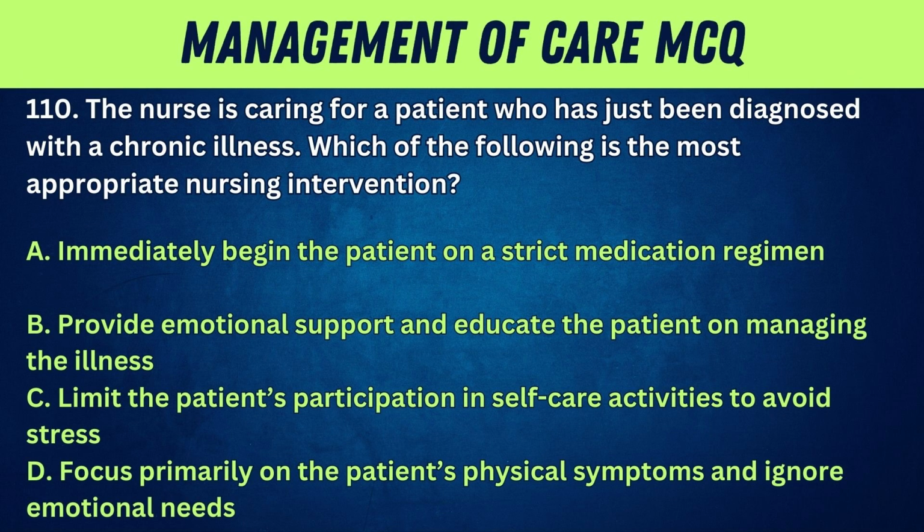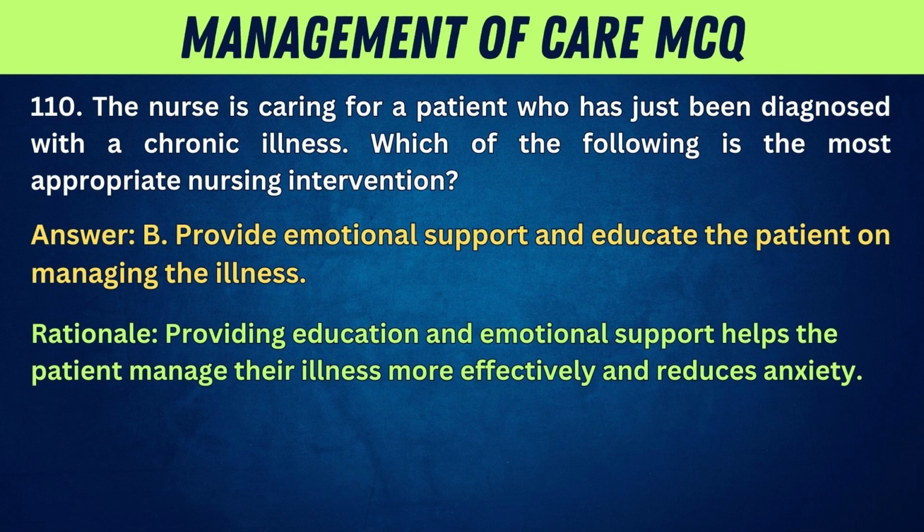110. The nurse is caring for a patient who has just been diagnosed with a chronic illness. Which of the following is the most appropriate nursing intervention? A. Immediately begin the patient on a strict medication regimen. B. Provide emotional support and educate the patient on managing the illness. C. Limit the patient's participation in self-care activities to avoid stress. D. Focus primarily on the patient's physical symptoms and ignore emotional needs. Answer: B. Provide emotional support and educate the patient on managing the illness. Rationale: providing education and emotional support helps the patient manage their illness more effectively and reduces anxiety.